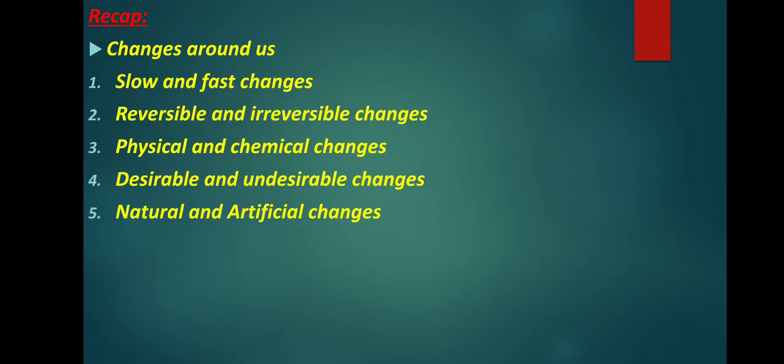Next one, desirable and undesirable changes. Desirable changes are the changes which are useful, not harmful to our environment, and desired by us. For example, ripening of fruits, growth of plants, cooking of food, milk changing into curd. Undesirable changes are the changes which are harmful to our environment and not desired by us. For example, deforestation, cutting of trees, decaying of fruits, spoilage of fruits, rusting of iron, which also causes some problems.